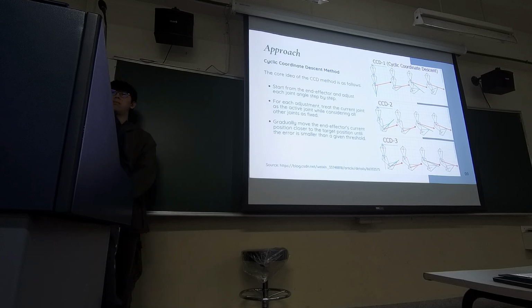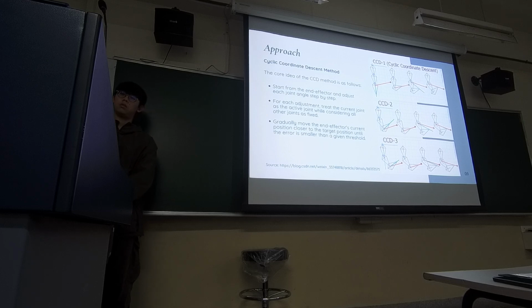Here we can see we have three sets of diagrams labeled CCD1, CCD2, and CCD3, and each vector represents one loop. In each step, the red line represents the joint to the target, and the blue line represents the joint to the end effector.